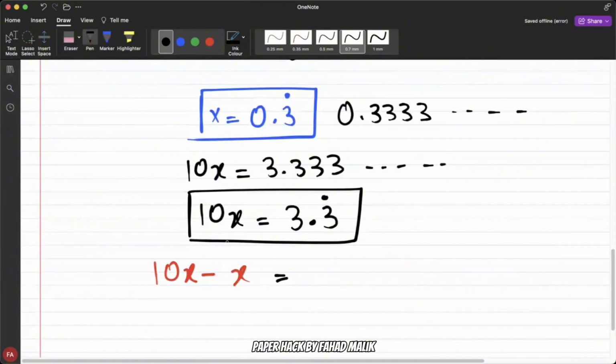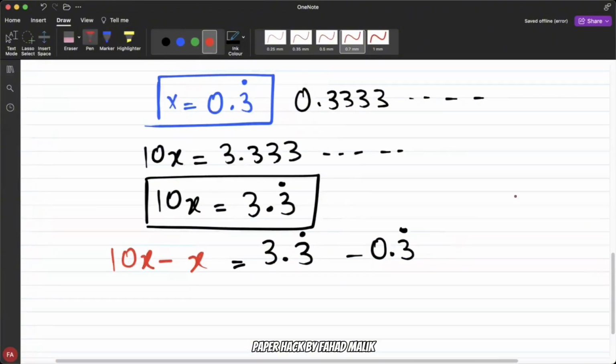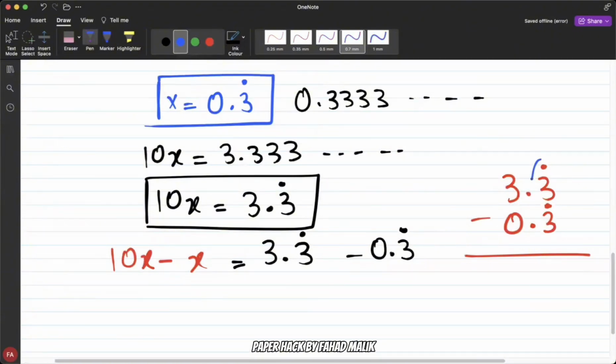What's the value of 10x? This has to be 3.3, and then we have a dot on it. In a similar way, what does x represent? This would be minus 0.3, and then we have a dot on it. So the key over here, if I were to perform the subtraction, this is what's happening. 3.3 dot minus 0.3 dot. This 3 dot and this 3 dot, they both cancel out, leaving you with just 0. And then we have a decimal over here. 3 minus 0 gives you 3.